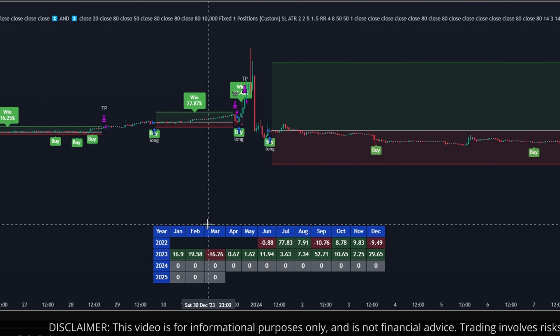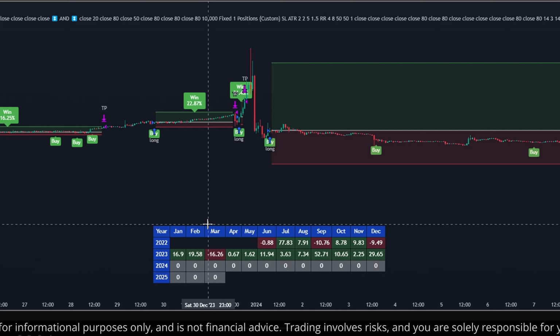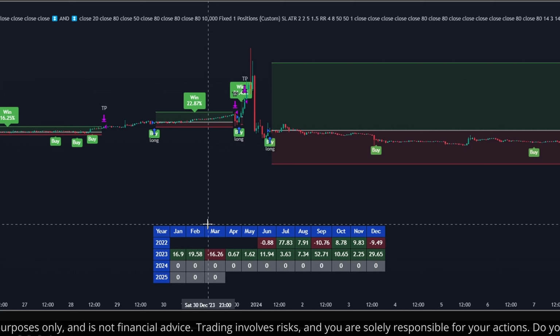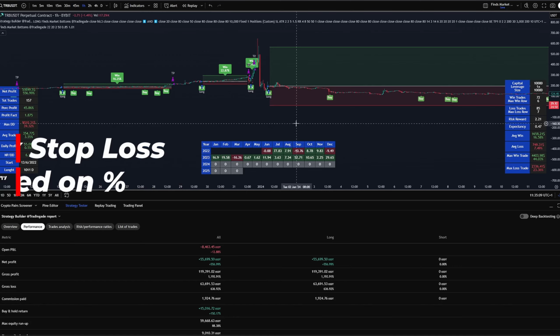By the way, this is a very important aspect when using exits based on the ATR, because high volatility can cause larger distances. It's always recommended to set a maximum stop loss based on a percentage to avoid oversized stop losses when using dynamic exits.